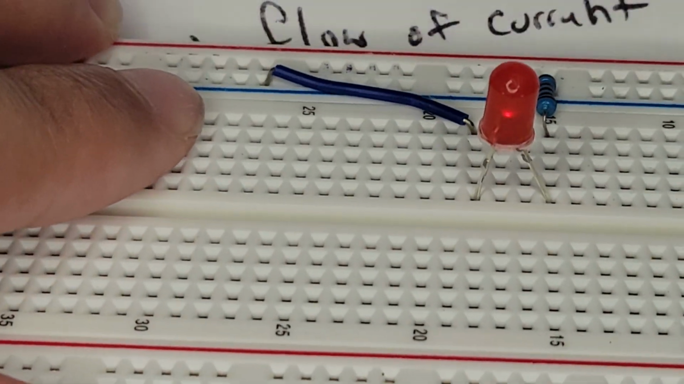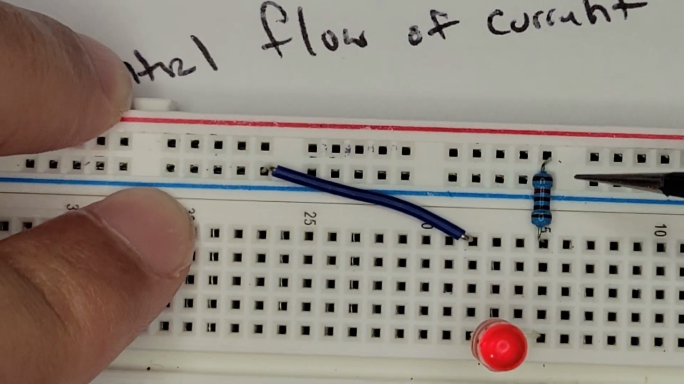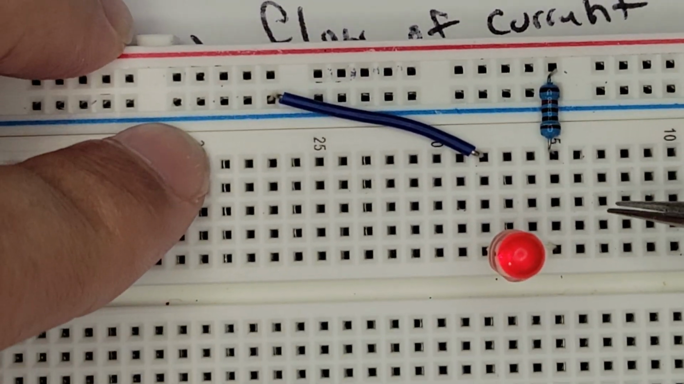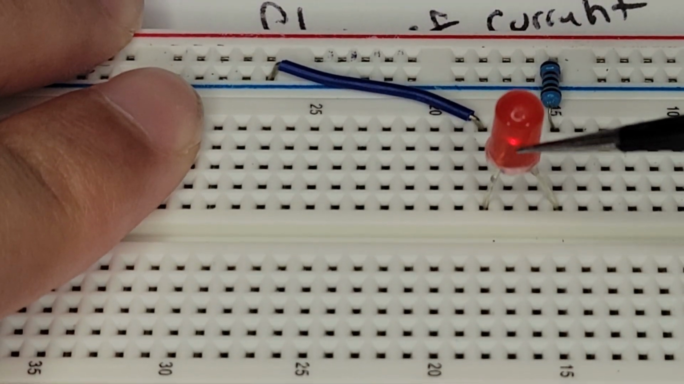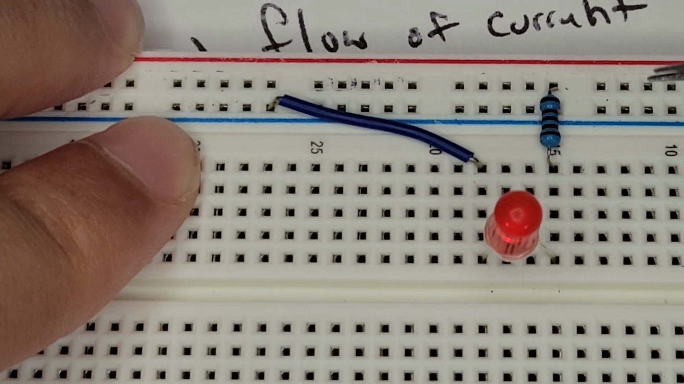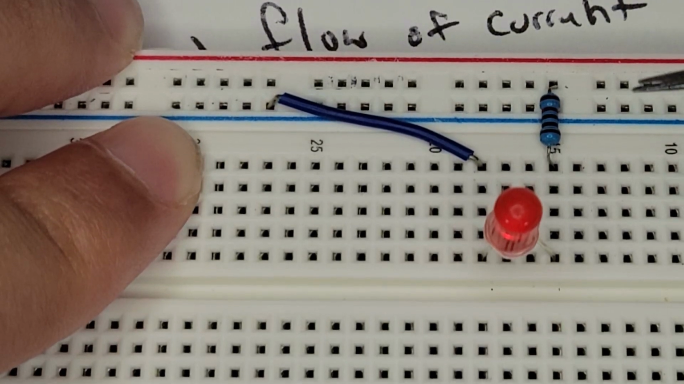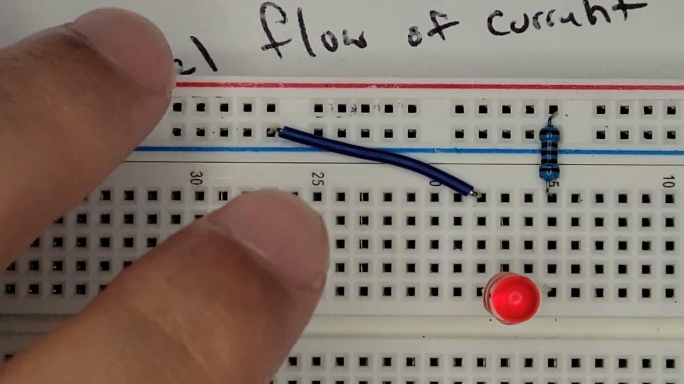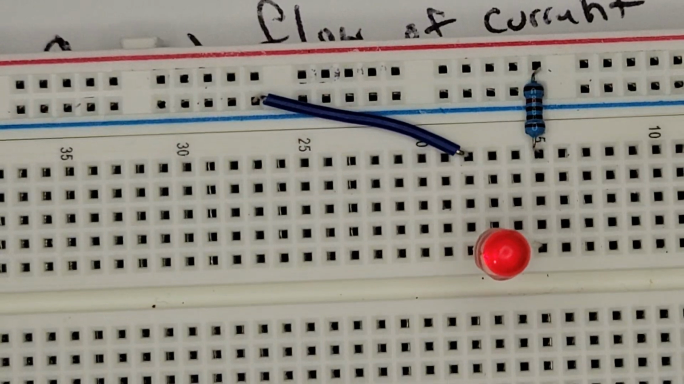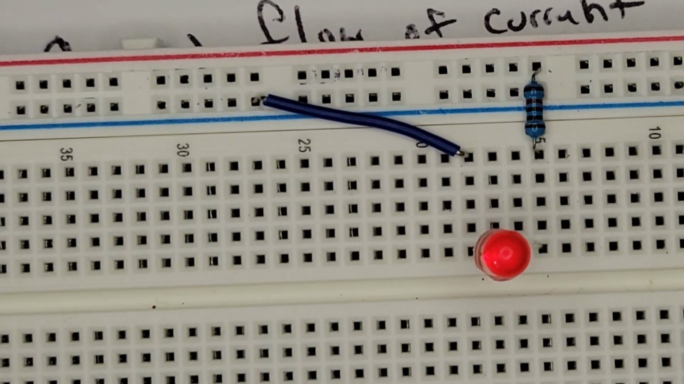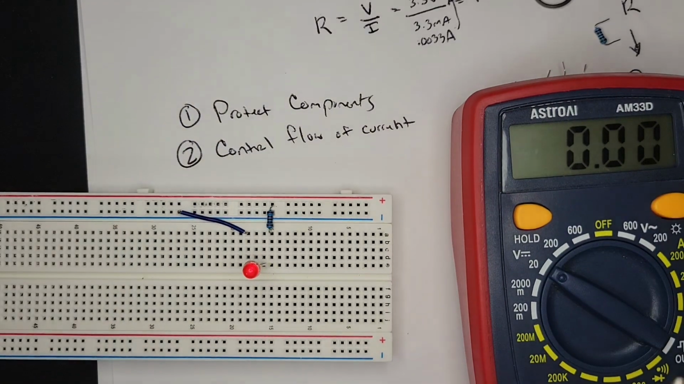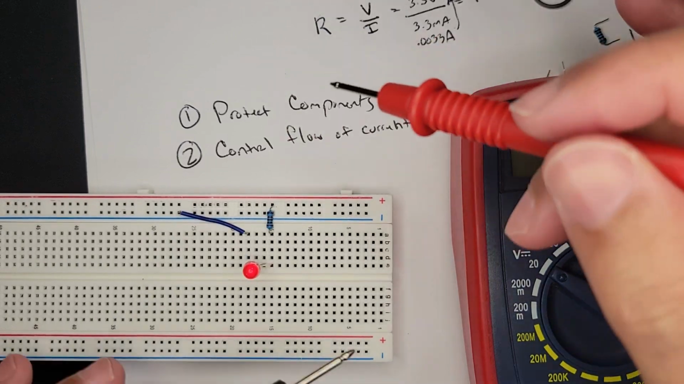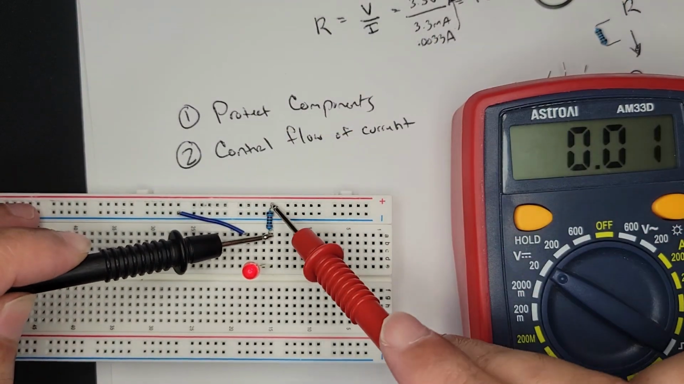And we can see it's much dimmer, right? And that's because we're reducing the current that much more. We can visually see that the LED is much dimmer because of the reduced current. And we can measure this, right? So let's take our meter and measure the voltage across this resistor.